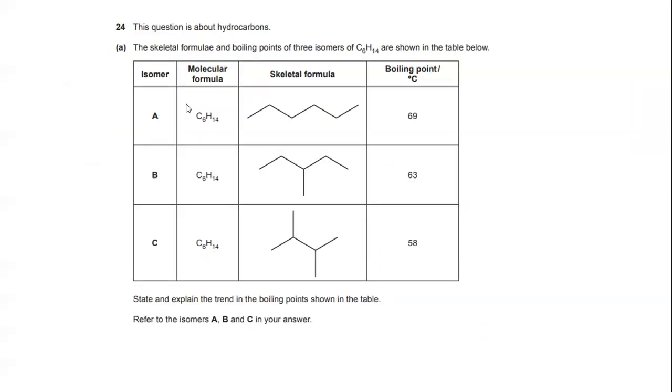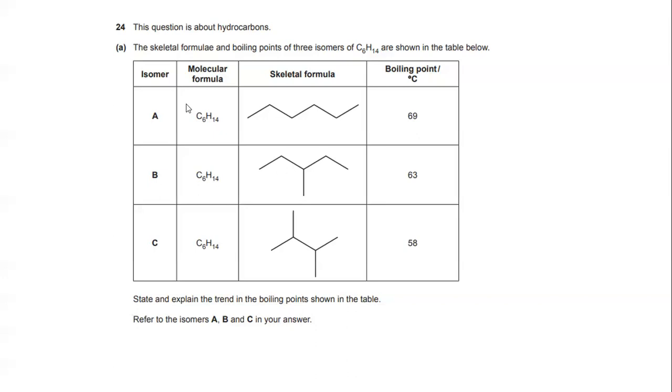Next one, this question is about hydrocarbons. The skeletal formula and boiling point of 3 isomers of C6H14 are shown in the table below. State and explain the trend in the boiling point shown in the table. Refer to the isomer A, B, and C in your answer. Okay, so if you look at all of them, they all have the exact same molecular formula. They all have the exact same number of electrons.